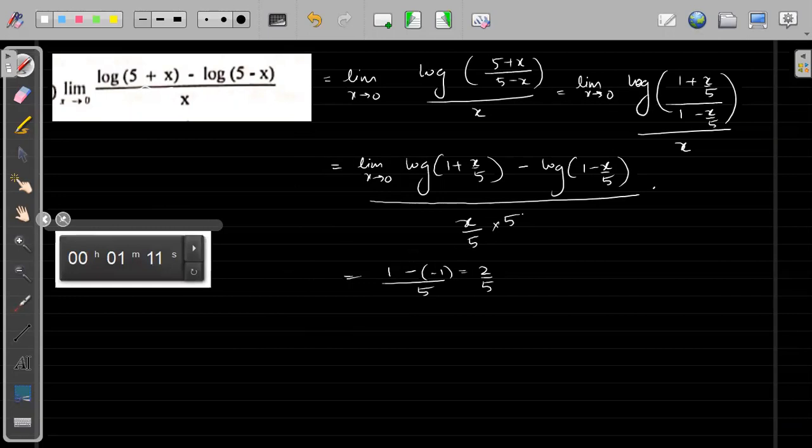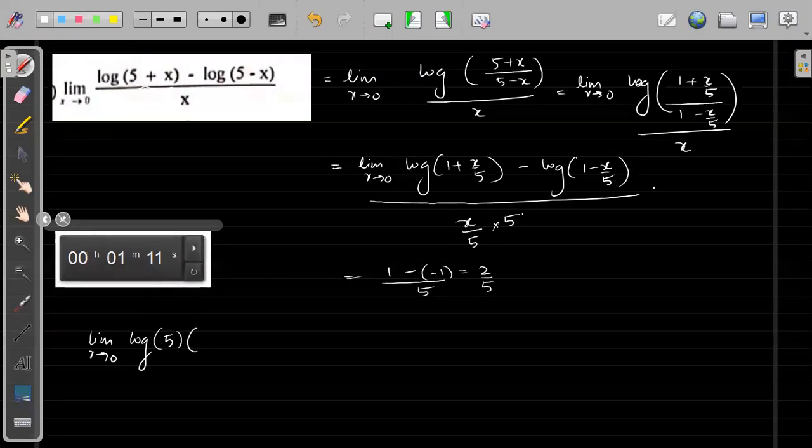Okay, so one way is this. Now if we are able to write it like this, that means we can do some operation on log directly also. So limit of x tending to 0, this will be log of 5.